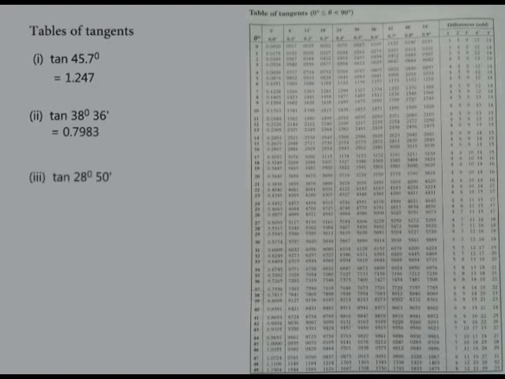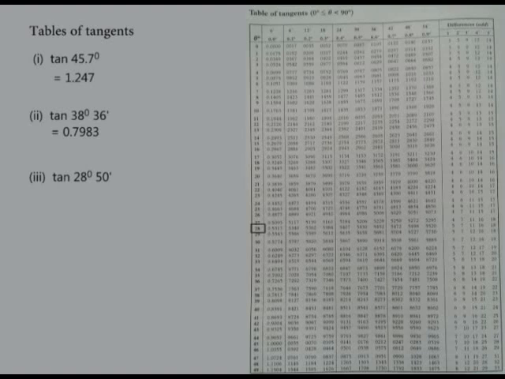What of 28 degrees and 50 minutes? We can read 28 degrees, but 50 minutes? No. This time we go to the differences group of columns. Notice that this group has only 5 columns. 50 minutes lie between 48 minutes and 54 minutes. In between the two, there are 5 minutes. That is 49, 50, 51, 52, and 53.